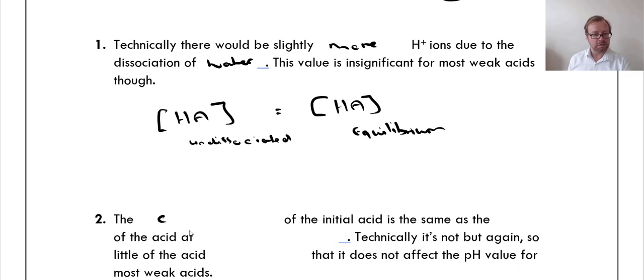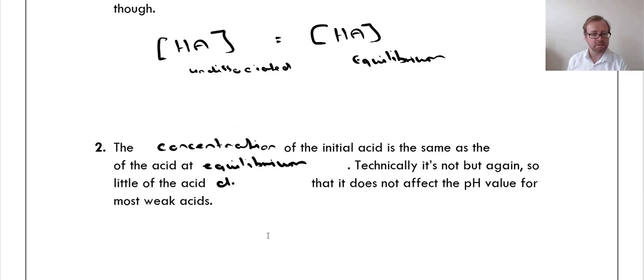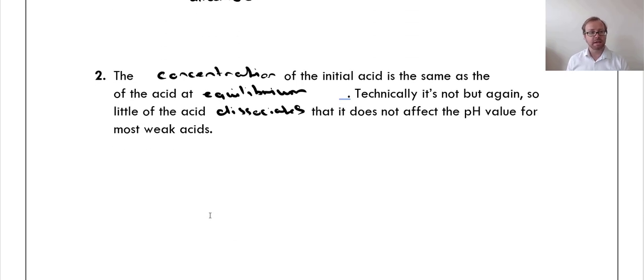We can just fill this out. So the concentration of the initial acid is the same as the acid at equilibrium. And really, technically, it's not. But again, so little of the acid dissociates that it does not affect the pH value for most weak acids. And that was what I was saying about the equilibrium in weak acids.